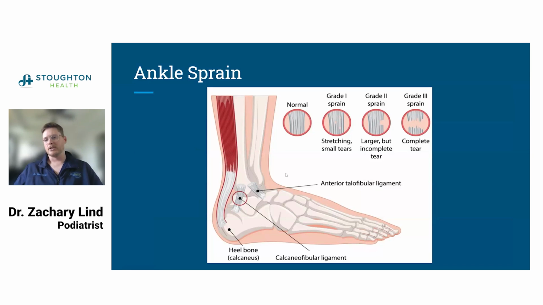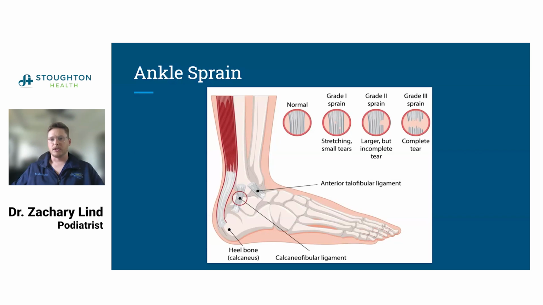Grade 1 would be stretching or small tears. Typically, this has little to no bruising, typically painful for maybe a day or two. Most people can walk on these right away. You've probably had this in your life if you've misstepped, rolled your ankle, and had just slight pain and a little bit of swelling to the outside of the ankle. It's probably a grade 1 sprain.